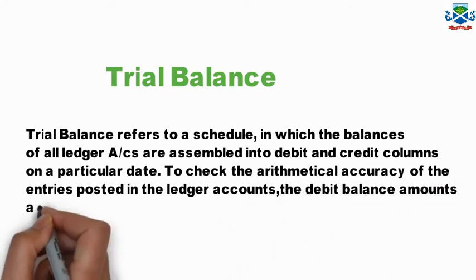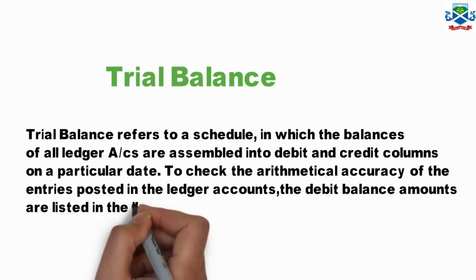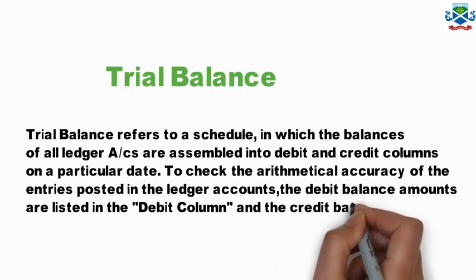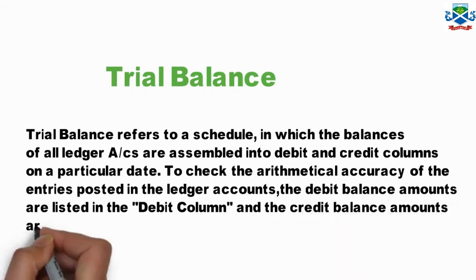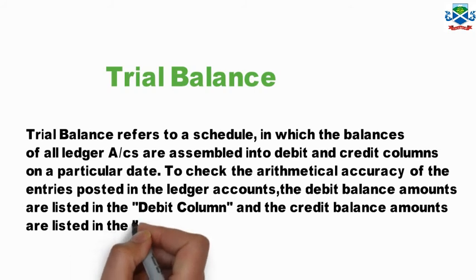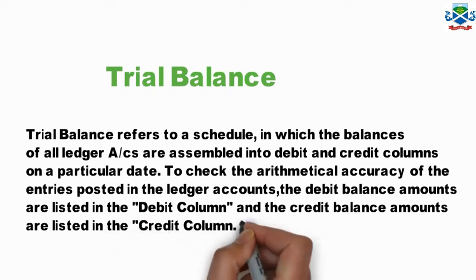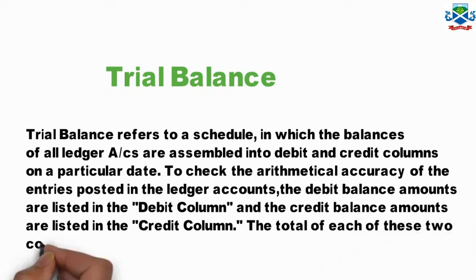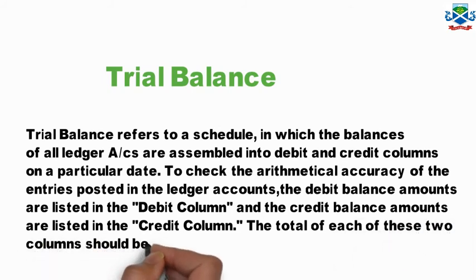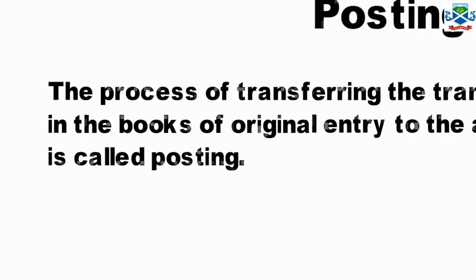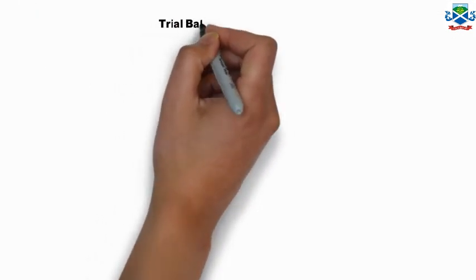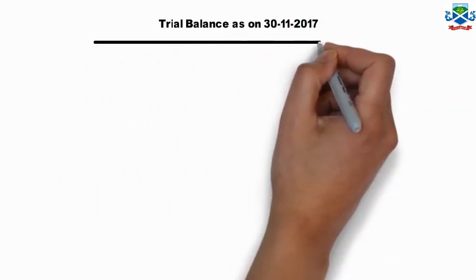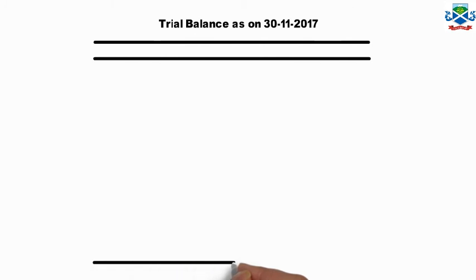The debit balance accounts are listed in the debit column and the credit balance accounts are listed in the credit column. Finally, the total of each of these two columns, that is debit and credit, should be identical, that is the trial balance. So the arithmetical accuracy of the ledger posting and entry we will check over here, whether our balancing is right or wrong, or our posting is correct or not.